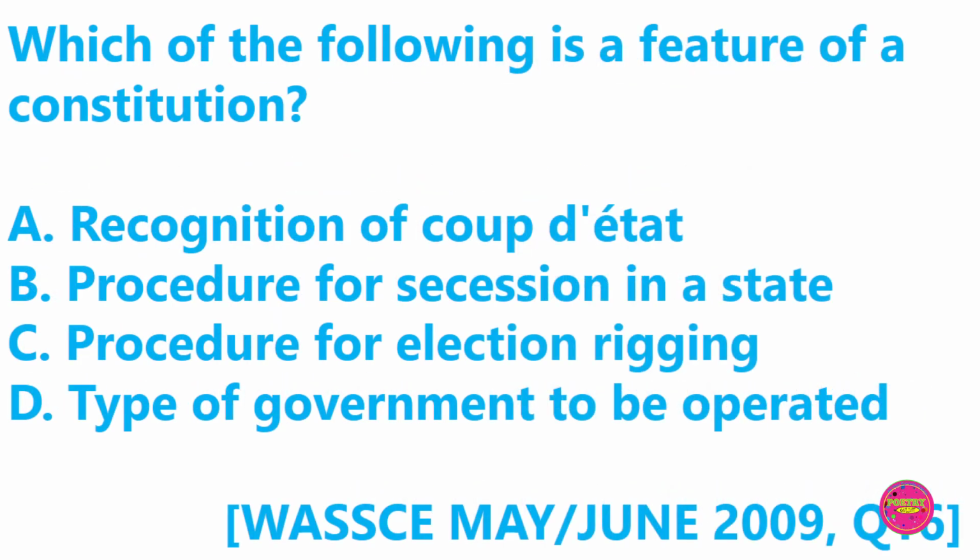Which of the following is a feature of a constitution? A. Recognition of coup d'etat. B. Procedure for succession in a state. C. Procedure for election rigging. D. Type of government to be operated. The correct answer to this question is D. Type of government to be operated.